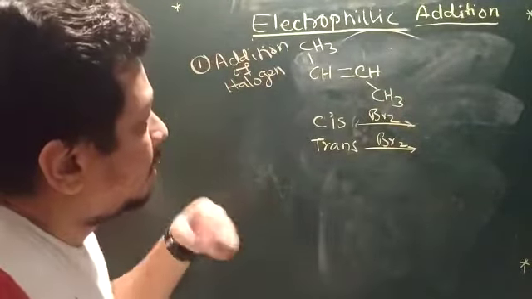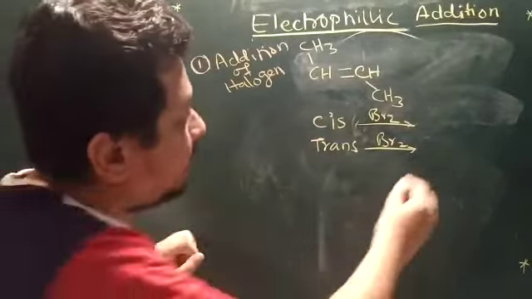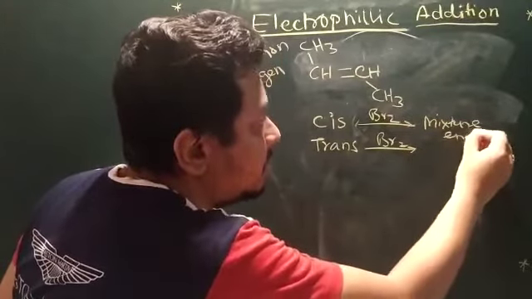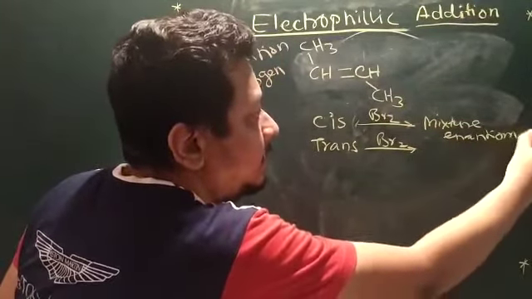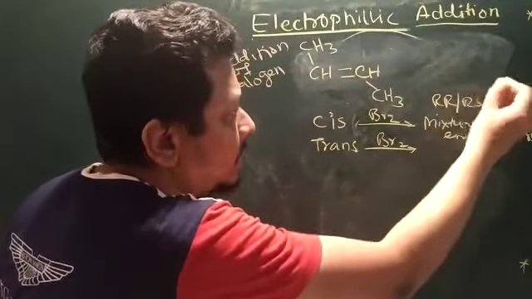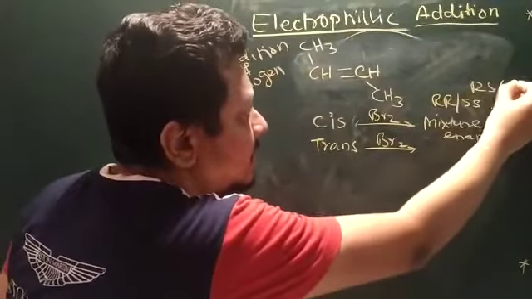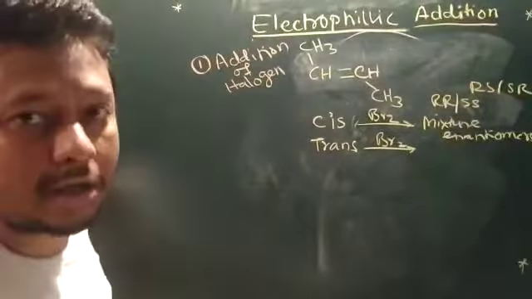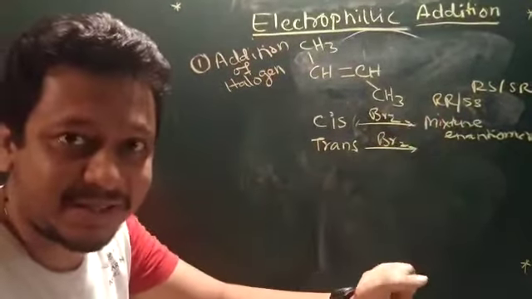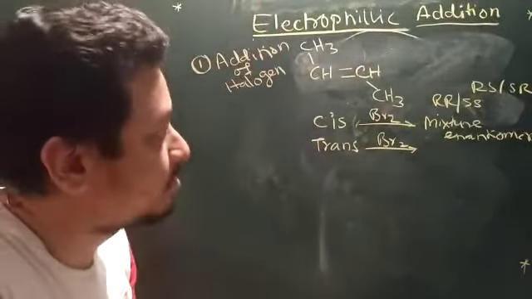Now if I am going for cis, normally we get a mixture of enantiomers. That means we can get a racemic mixture. It can be RR, SS, or it can be RS, SR. These are known as enantiomers. I hope your basic stereochemistry is clear. I will be making a video on stereochemistry very soon.